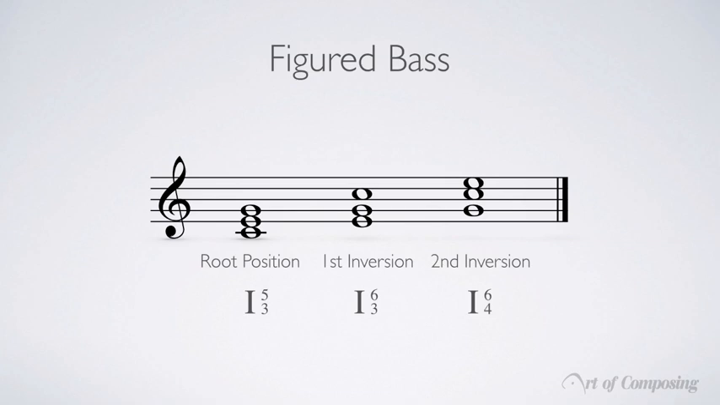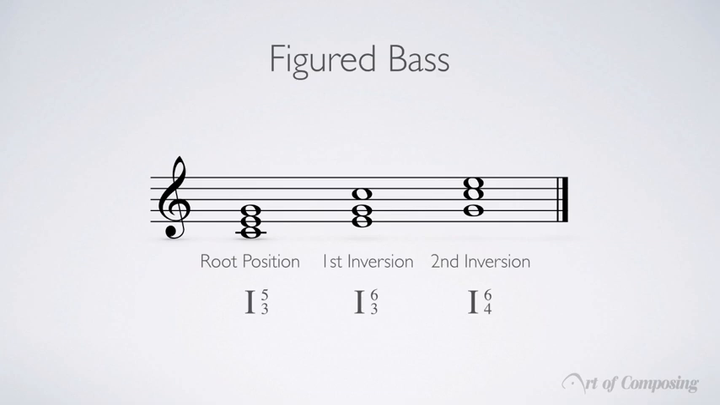So why is this important to you as a composer? Well, it allows you to understand exactly what is happening in a piece of music, whether it's your own or someone else's. Understanding the chord and its inversion will tell you a lot about how the melody is interacting with the harmony, and maybe even more importantly, how it interacts with the bass line.